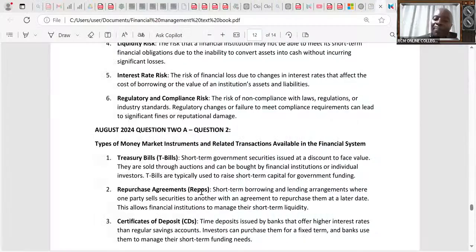Number two, remember what we call the repos. Repos, repurchase agreements: short-term borrowing and lending arrangements, where one party, one bank, sells some securities to another with an agreement to repurchase them at a later date. This allows financial institutions to manage their short-term liquidity. You must have heard of repos. It is quite common in these banks. One bank has a deficit in terms of money, another one has a surplus.